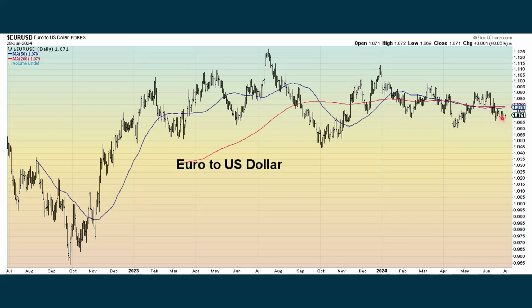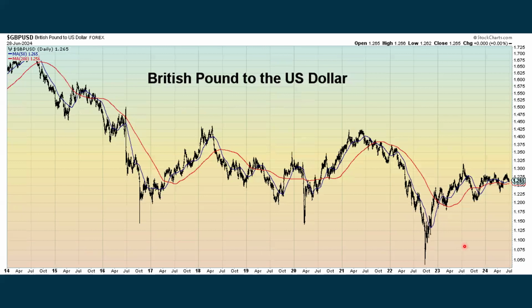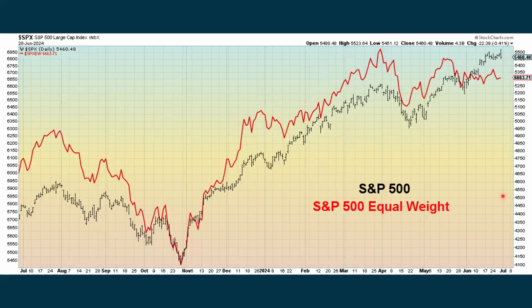We're falling below the moving averages here as it's been chopping more or less sideways. The Japanese yen is really in a downtrend compared to the dollar. British pound is in an uptrend compared to the dollar. It had been breaking out and falling back down to its 50-day moving average. Then we look at some different indexes.